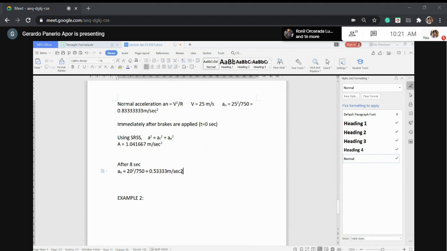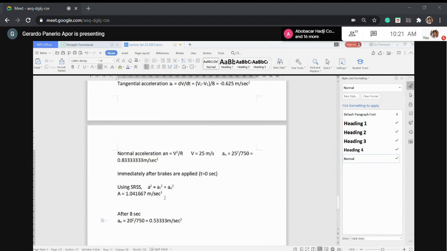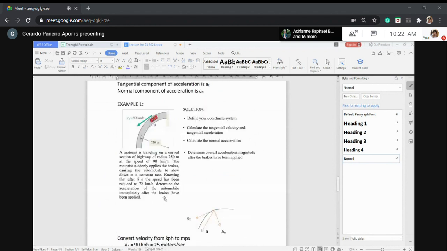Okay. So only this one, I think, is required. Only that one. Okay, because we only answer what is in the problem. Okay, determine the acceleration of the automobile immediately after the brakes have been applied.